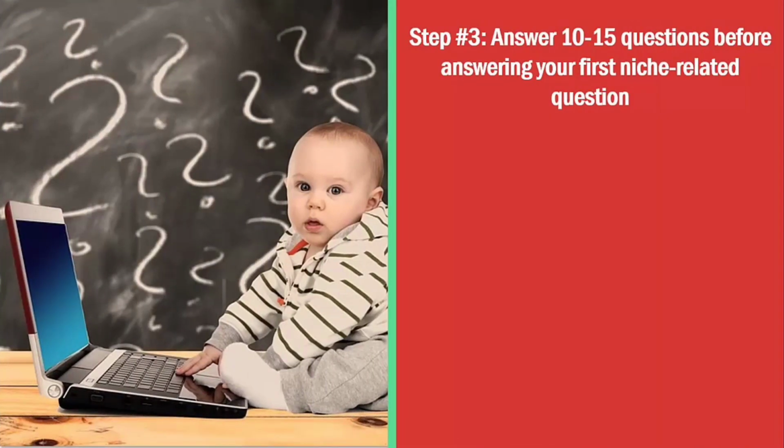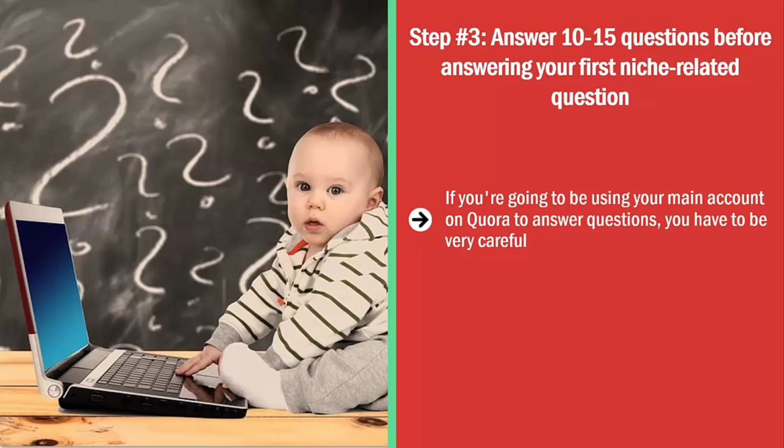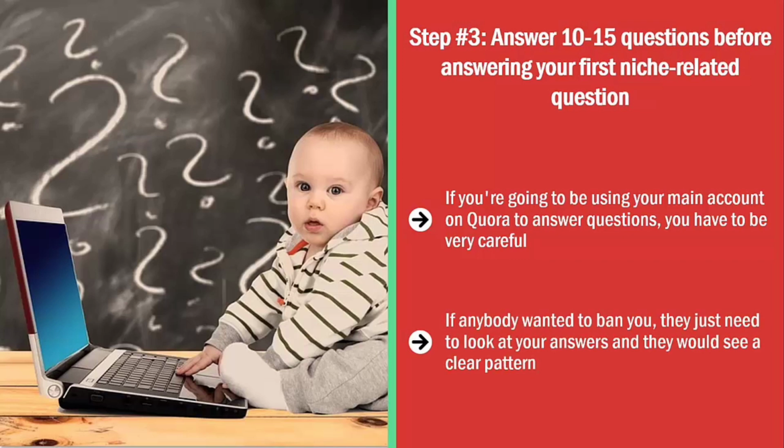Step number 3, answer 10 to 15 questions before answering your first niche-related question. If you're going to be using your main account on Quora to answer questions, you have to be very careful. You can't just answer all questions that are directly related to your niche and forget about everything else. If anybody wanted to ban you, they just need to look at your answers and they would see a clear pattern.